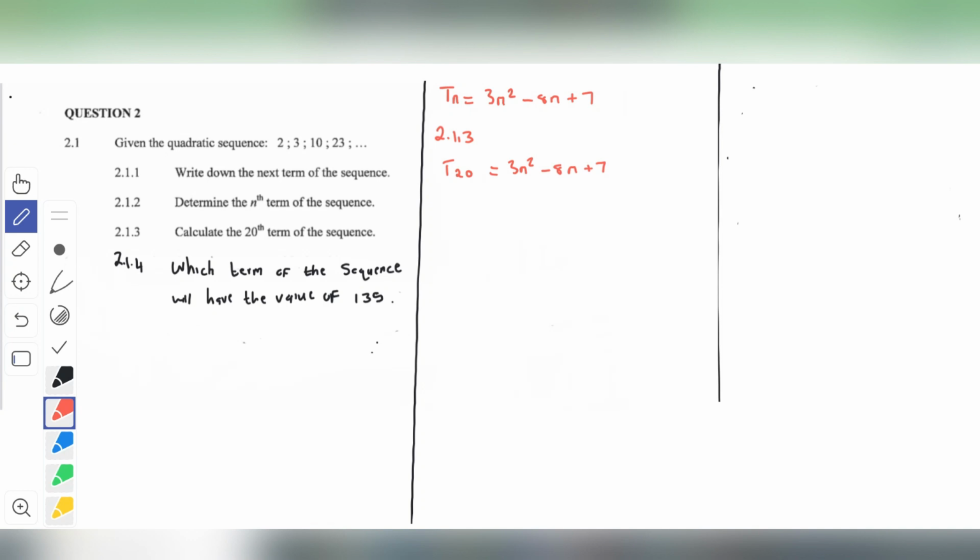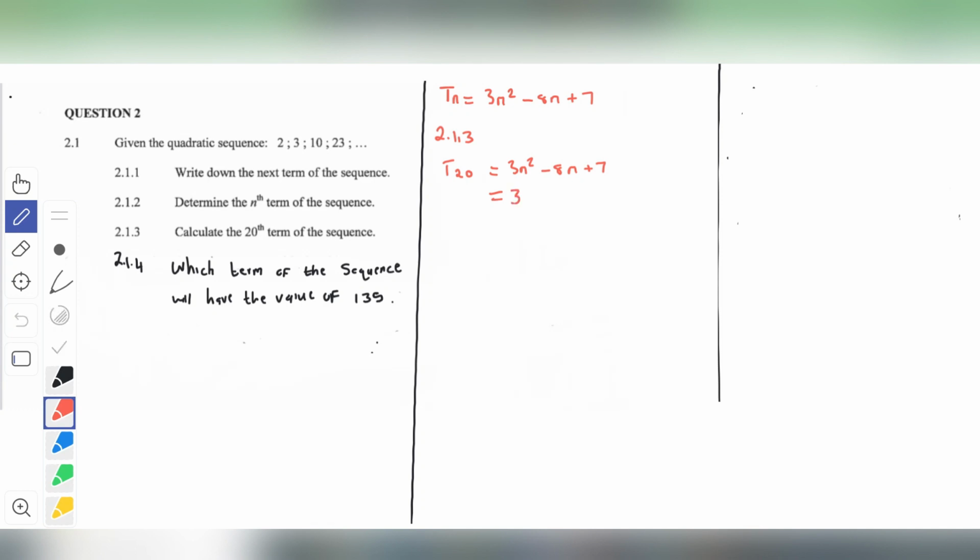Whenever they say calculate the term, let's say the 15th, 14th, 20th, or 10th term, where you see n, you're going to replace it with the given value of the term, right? So we can see that from this 2.1.3, the term that we're given is 20. So where we see n, we're going to replace it with 20.